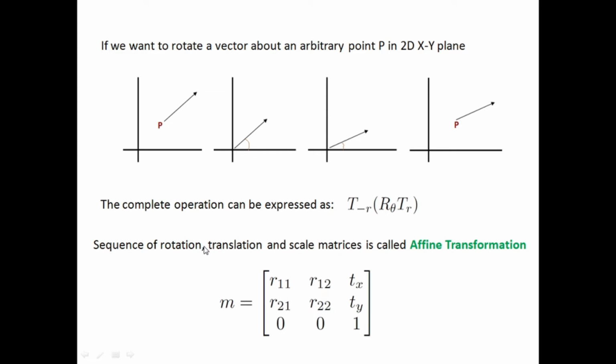So the sequence of rotation, translation, and scaling matrices is called the affine transformation. What does this affine transformation mean? It is one more new terminology in geometric transformations. This affine transformation is the result whenever a vector undergoes a rotation, translation and scaling. So the sequence of rotation, translation and scaling is called the affine transformation.